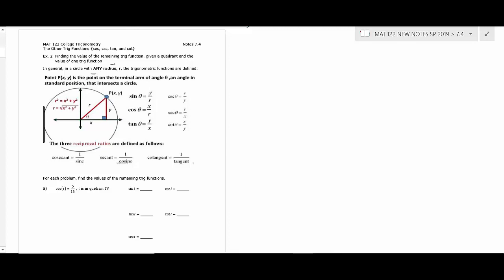So in general, you can have a circle with any radius. Remember, the unit circle is when the radius is 1. The general definitions of the trig functions are: the sine is y over r. In a unit circle, you're used to that being y over 1, or y. Cosecant's reciprocal is r over y. Cosine's x over r. You're used to that being x over 1, or x, in a unit circle. And the tangent's y over x. These are the general definitions. If r is equal to 1, then you derive those unit circle definitions.